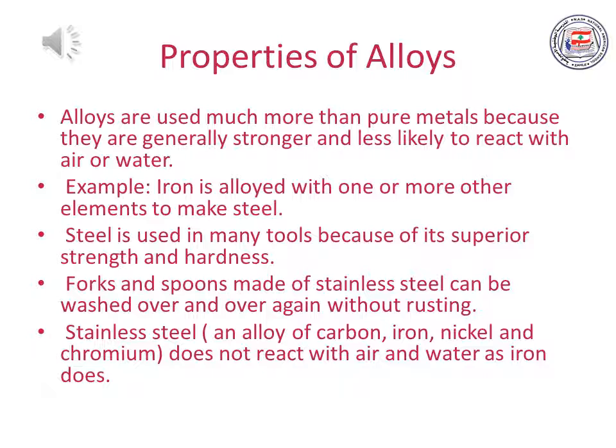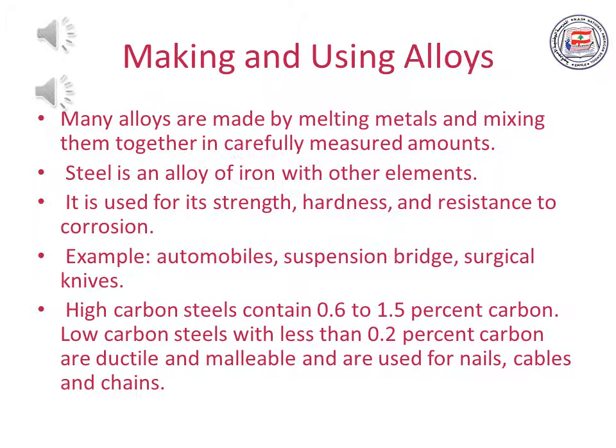For example, forks and spoons made of stainless steel can be washed over and over again without rusting, because stainless steel is an alloy made of carbon, iron, nickel and chromium, and does not react with air and water as iron does. Making and using alloys.